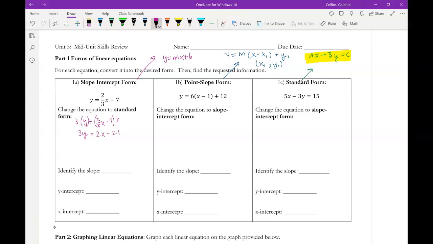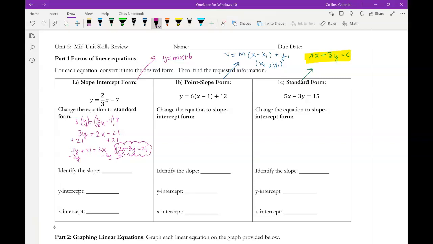And now I want to get x and y on the same side. So I could subtract 2x from both sides, then I'll have to deal with the negative coefficient of 2. Or I could add 21 to both sides. So when I do that, I have 3y plus 21 equals 2x. Then I could subtract 3y over. So I have 2x minus 3y equals 21. I also kind of flipped what was on each side of the equal sign there, and that's the reflexive property when we do that. Okay, so in standard form, 2x minus 3y equals 21.